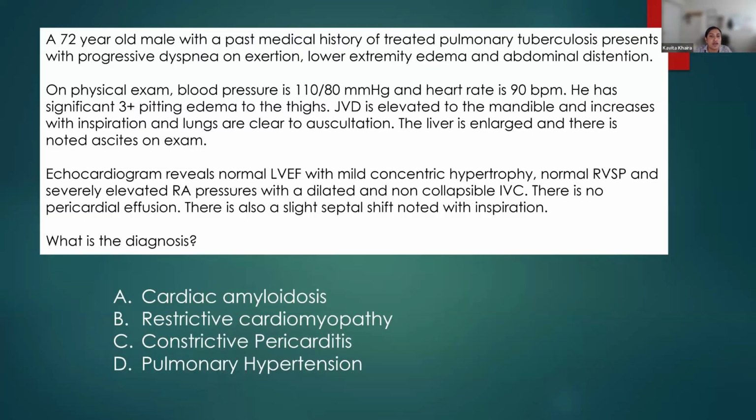Echocardiogram reveals normal LVEF with mild concentric hypertrophy, normal RVSP, and severely elevated RA pressures with a dilated and non-collapsible IVC. There is no pericardial effusion. There's also a slight septal shift noted with inspiration. What is the diagnosis? Is it A, cardiac amyloidosis, B, restrictive cardiomyopathy, C, constrictive pericarditis, or D, pulmonary hypertension?